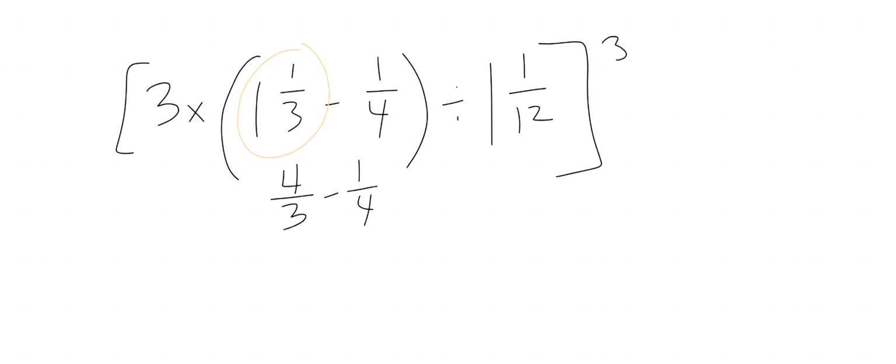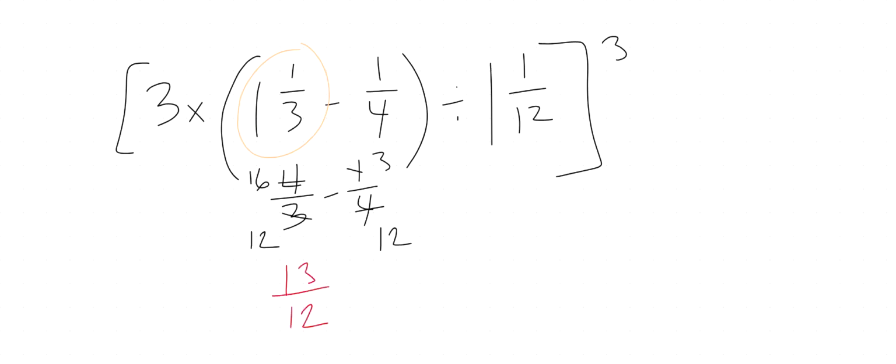What's the common denominator and what are the new fractions going to be? 12's the common denominator, and it's going to be 16/12, and then, yeah. Okay, so what's our answer to the parentheses? 13/12, and then. Good. Yeah.